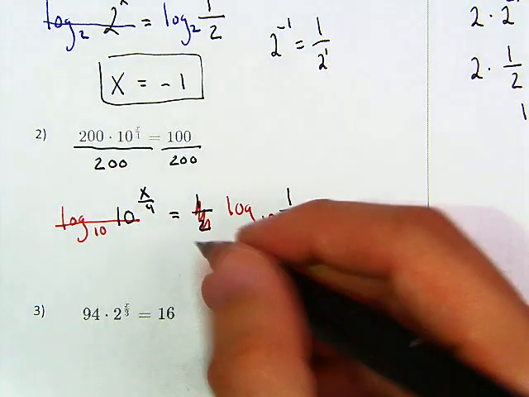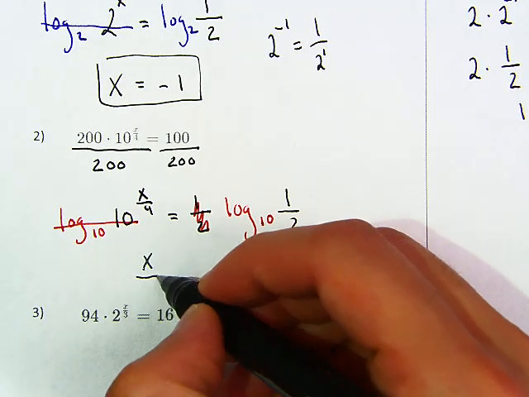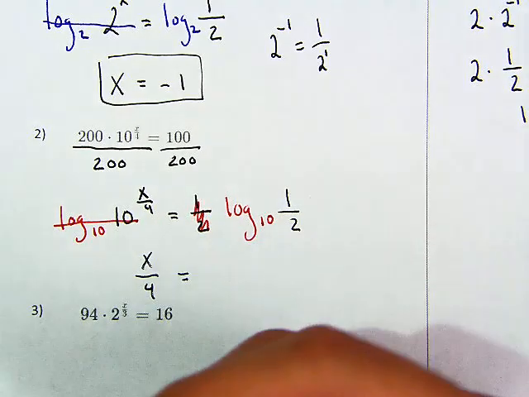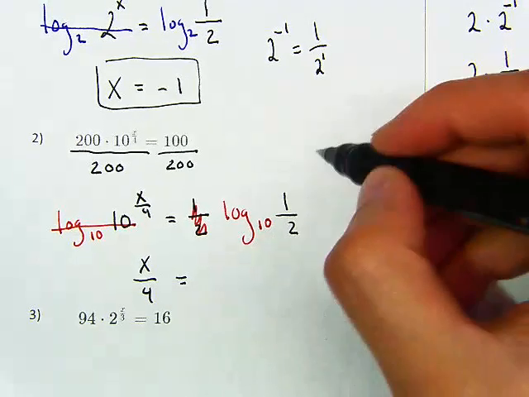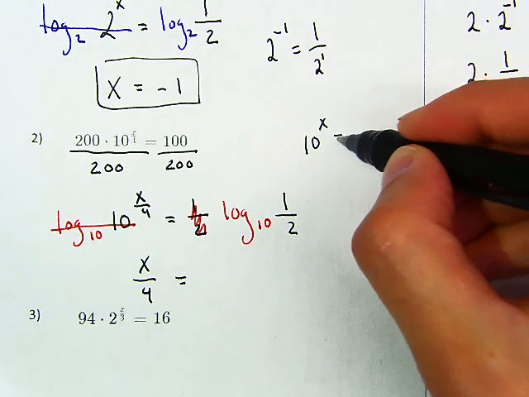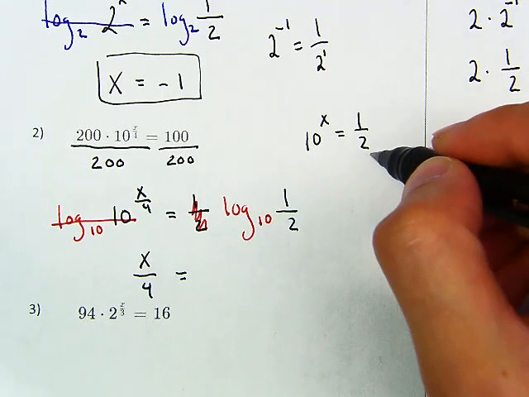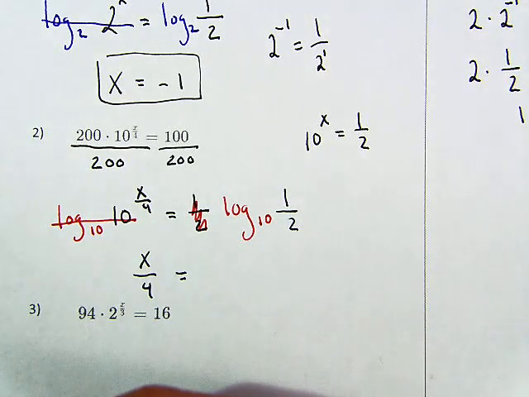And then what are you left with? You're just left with whatever the exponent is. So you're just left with 4x. But here, how would you do this one? How would you do 10 to what power equals 1/2? I have no idea. I don't know what it is.